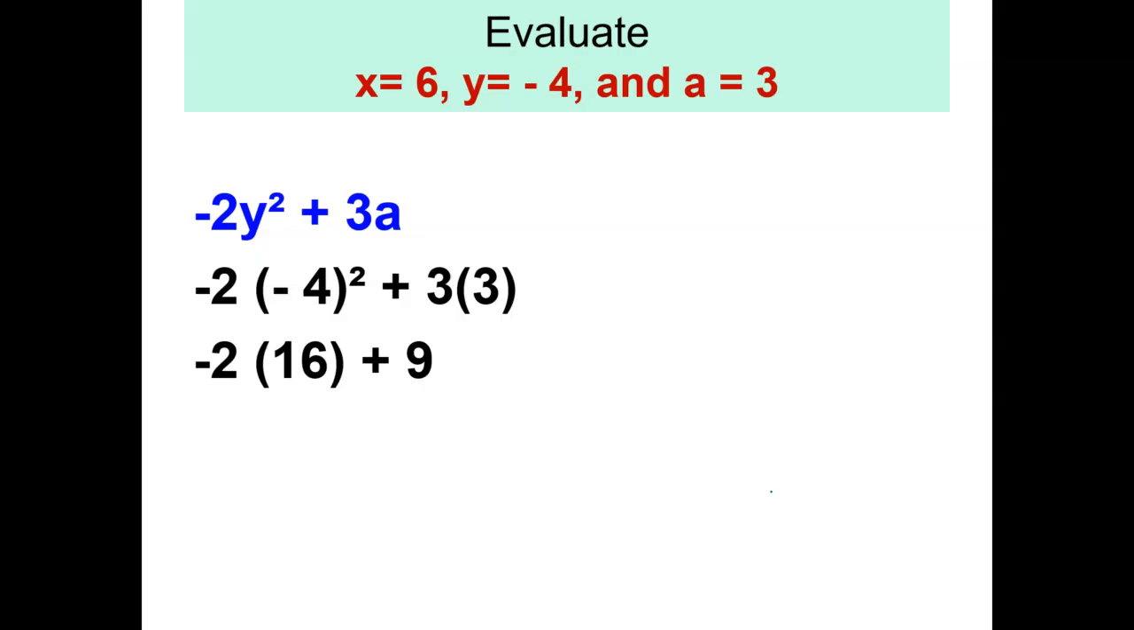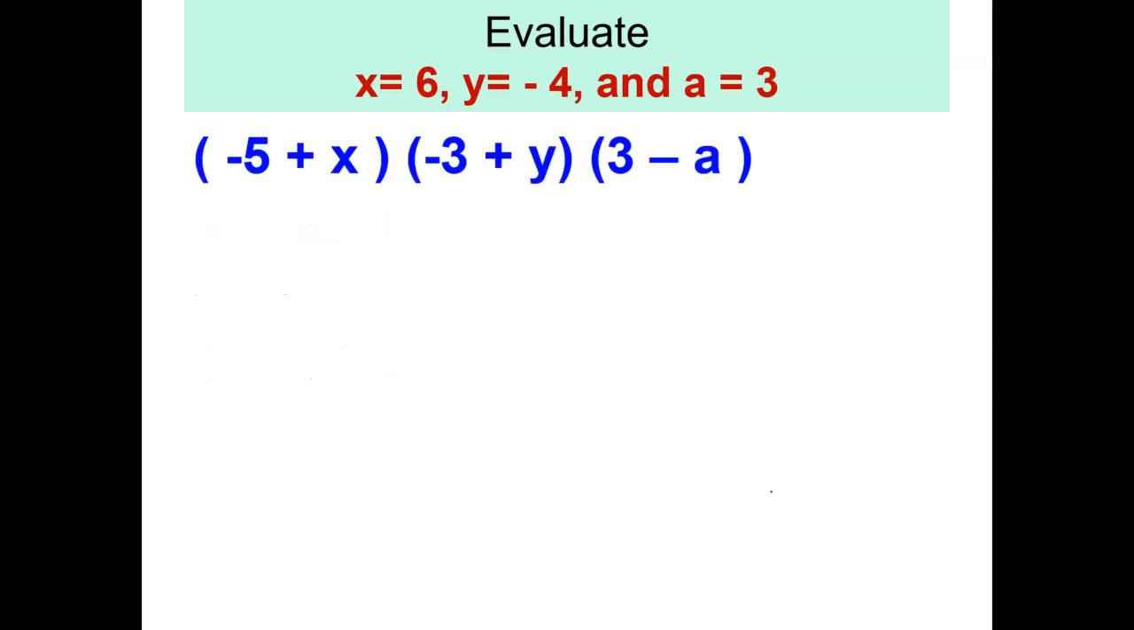So now I have negative 2 times positive 16 plus 9. Negative 2 times 16 will give you negative 32 plus 9. Of course, you will subtract here and the sign will stay negative, 23. So in evaluating, you must be careful about the order of operations. Please Excuse My Dear Aunt Sally, so you need to follow that in order to evaluate.